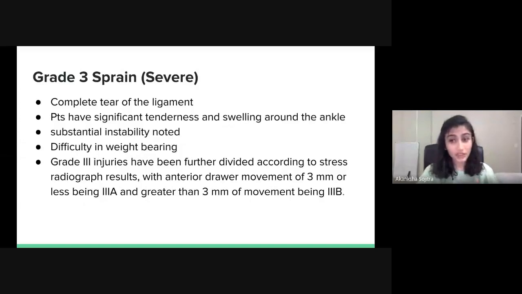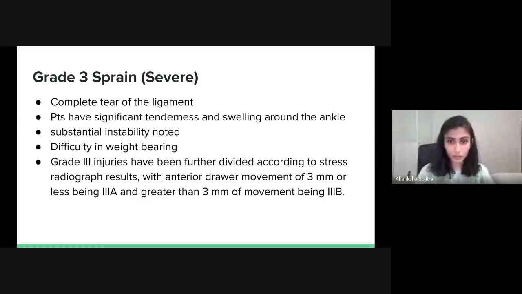And these grade 3 injuries are further divided into grade 3A and 3B, where the 3A and 3B are divided based on the movement on anterior draw. If you see a 3 mm or less motion in the anterior draw, you can consider it a 3A. And if the laxity is a lot and you do not get a good end feel, you get that boggy end feel, then that's a 3B.